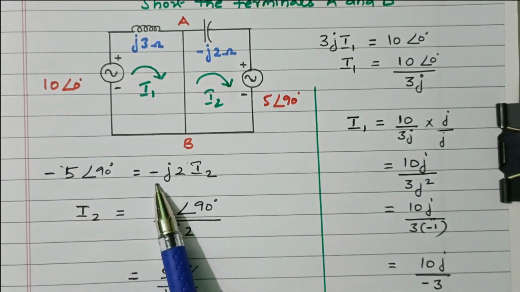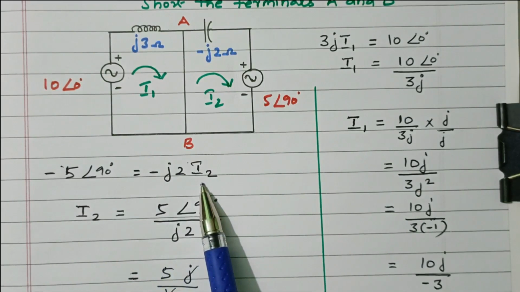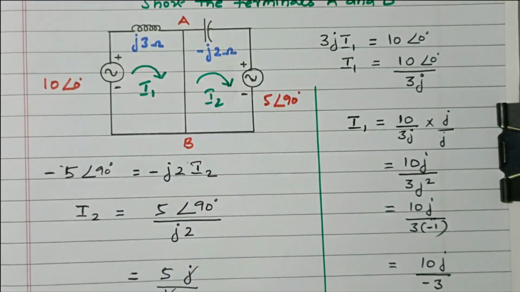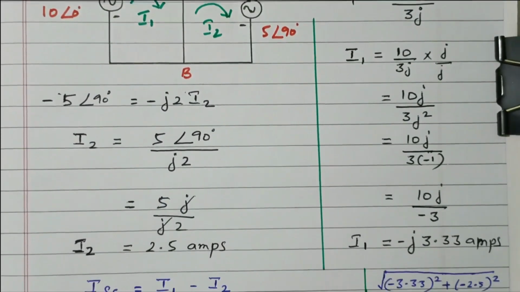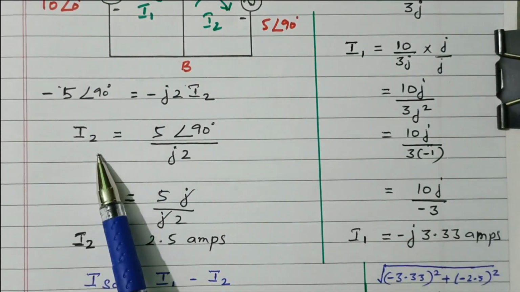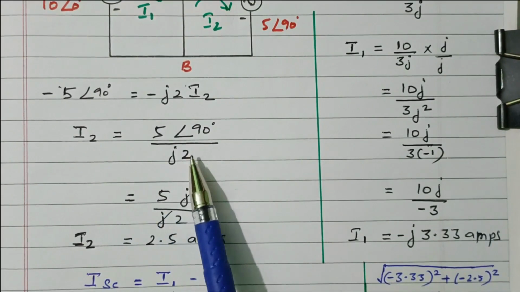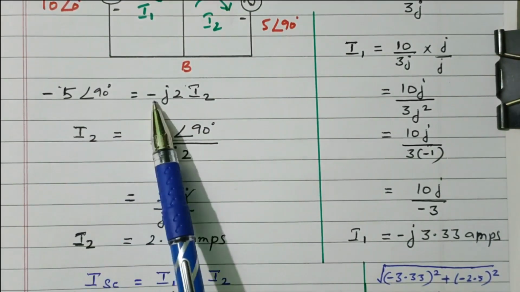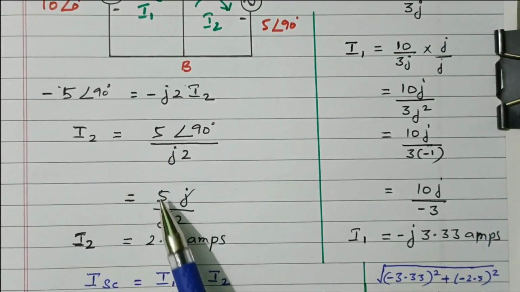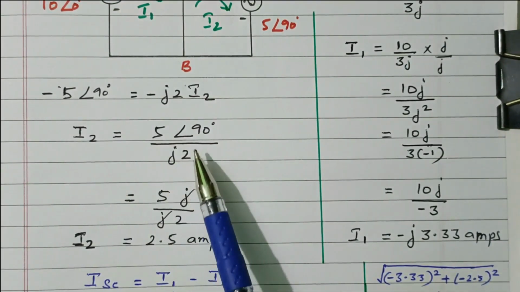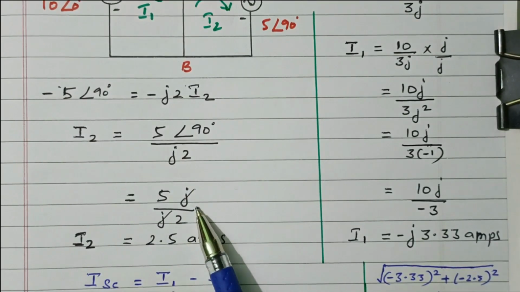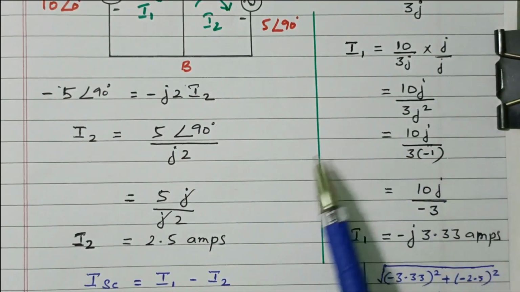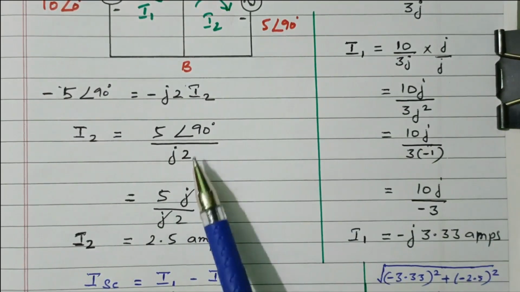Already in the capacitor one minus is there: minus J2 into I2, where J2 is the reactance and the current flowing is I2. Now we need to simplify this value. So I2 equals 5 angle 90 degree divided by J2. This J2 is brought to the denominator, and the negative got cancelled. So it is 5, and this 90 degree is nothing but J. Here we multiplied and divided by the factor J, but here, every 90 degree is J.